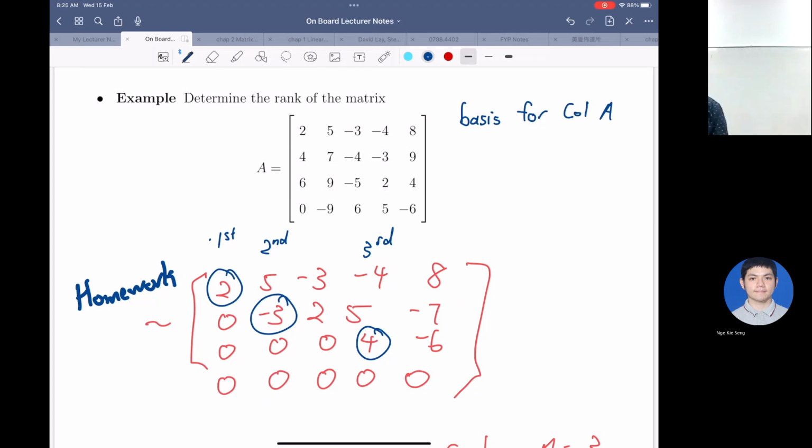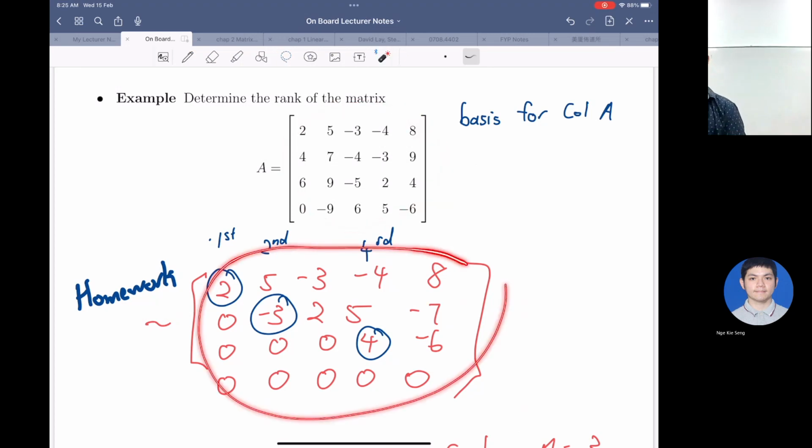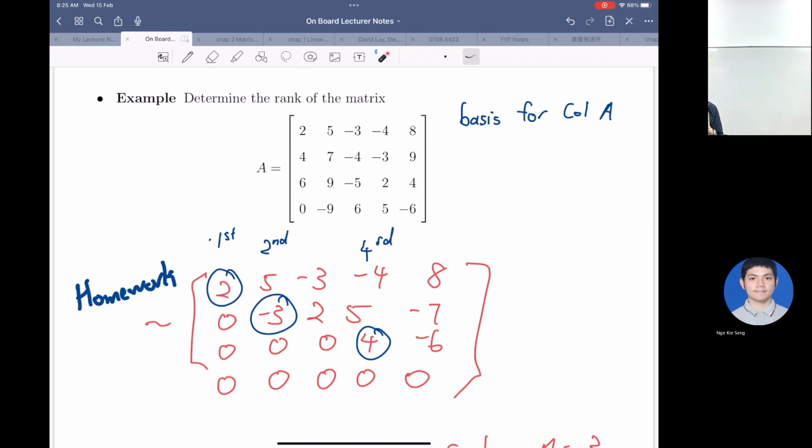Should you pick the first, second, and, sorry, this is the fourth one. Fourth column from the original matrix or the reduced one? Original or the reduced one? Which one do you pick to be your basis of Col A? Do you pick A or the reduced A?